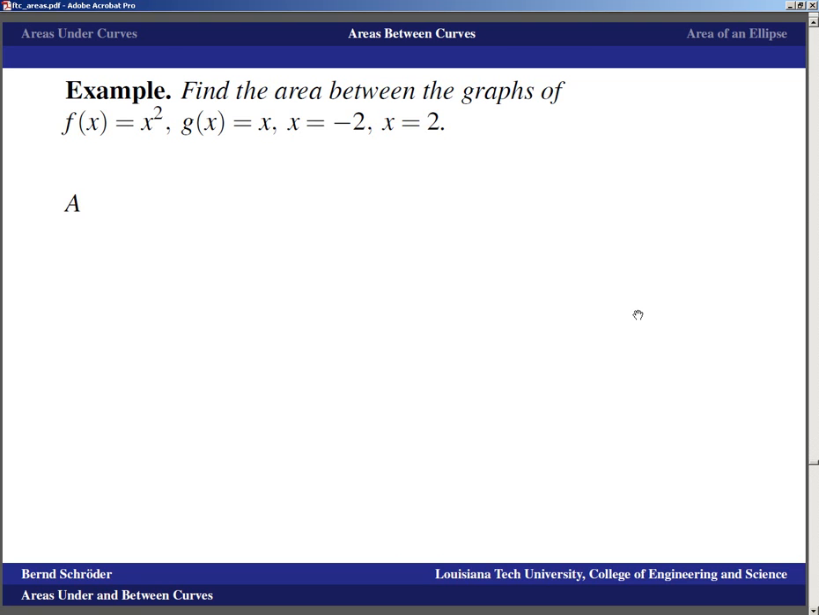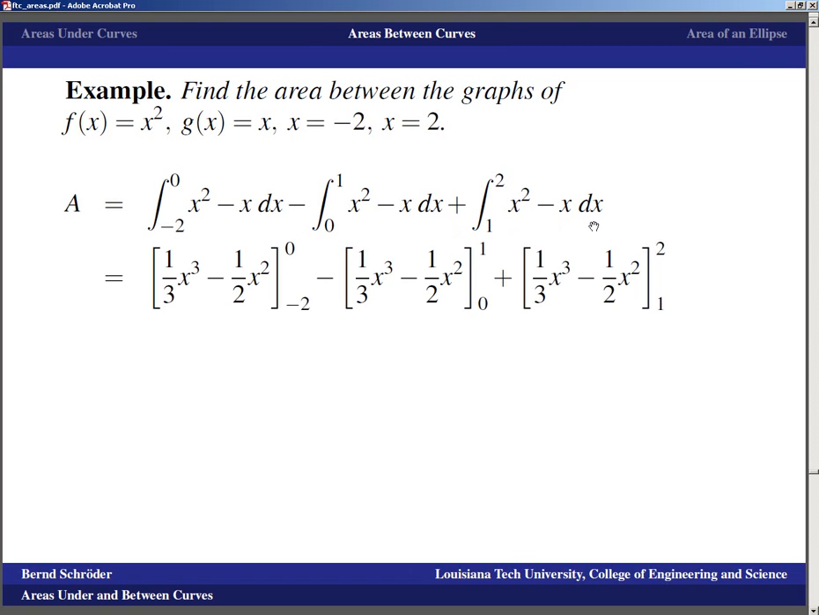Okay, so our area is the integral from -2 to 0 of x squared minus x dx, because x squared is greater than x there, minus the integral from 0 to 1 of x squared minus x dx, so I put a negative sign in there and didn't reverse the integrand, plus the integral from 1 to 2 of x squared minus x dx. And now we work that out.